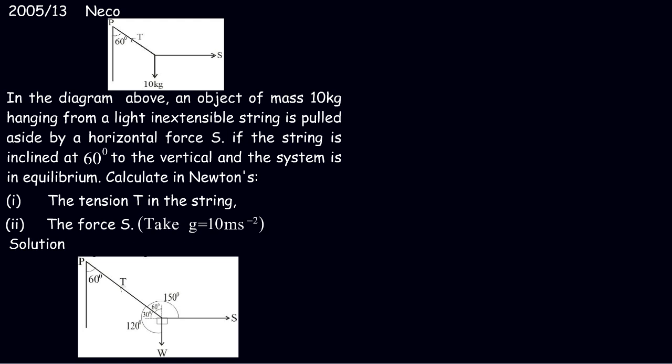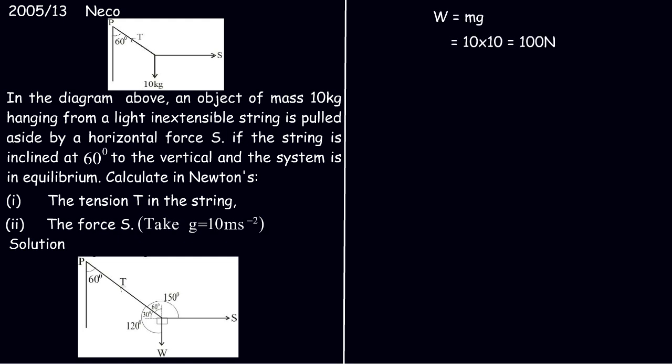Because from our knowledge of plane geometry, the angle P will be similar to the angle PT and the vertical, which is 60 degrees. Now first we are going to be looking for W, and we know that W is equal to mg, which is 10 times 10, which is equal to 100 Newton.